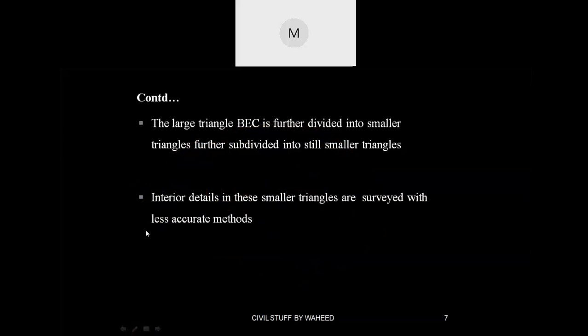Next, interior details in smaller triangles are surveyed with less accurate methods. Now what is the purpose of always working from whole to part? This avoids the accumulation of errors. If the survey starts from a smaller triangle, from the middle or any other portion, the errors get accumulated during extension of the survey. You will be going on doing the survey from one particular point and expanding the survey area. So what happens?